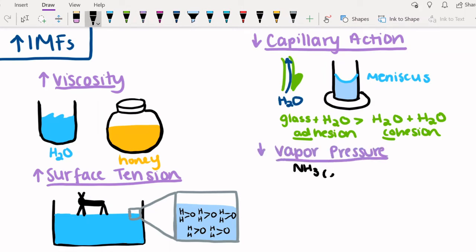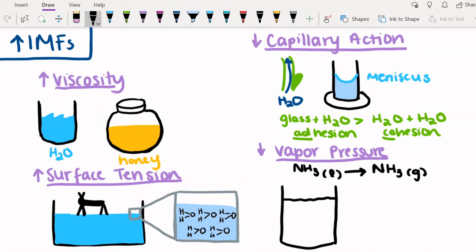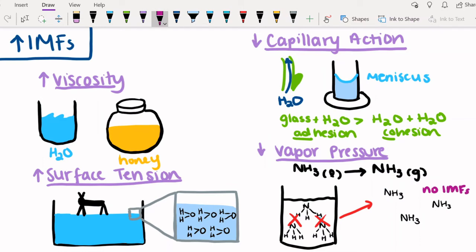Vapor pressure is how easily a substance can become a gas. To become a gas, all the intermolecular forces must essentially be broken so the molecules can move about freely. If a molecule has stronger intermolecular forces, it will take more energy to disrupt these interactions, so it will have a lower vapor pressure. This means that the substance will have a higher boiling point, as more energy is required to disrupt the intermolecular forces.